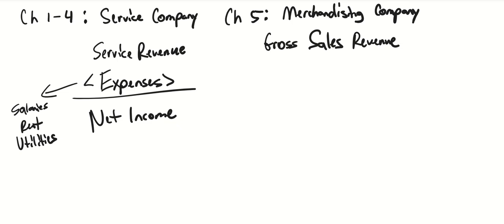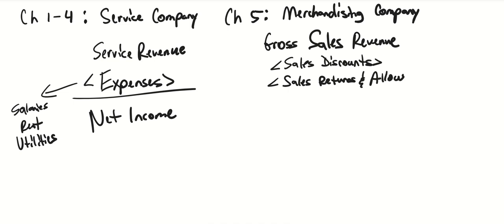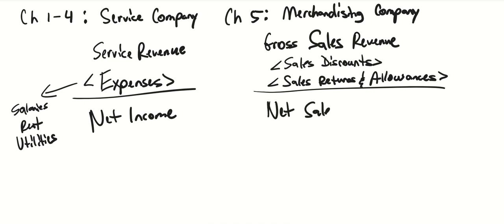Now there's going to be some adjustments to revenue. So you're going to take into account any sales discounts, any sales returns and allowances, and anything else that affects the gross sales that were generated from selling merchandise. So you take these two things into consideration, then you'll get to your net sales revenue.